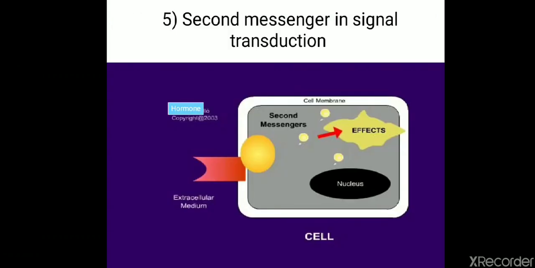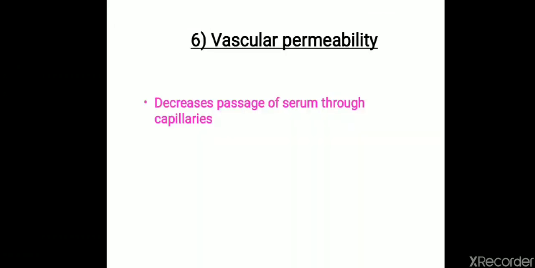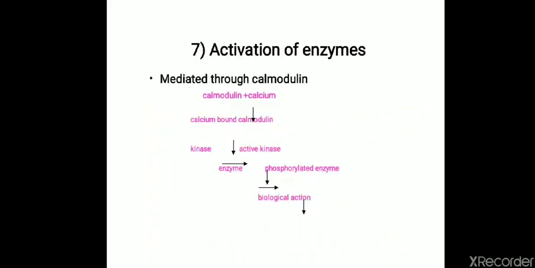Calcium is also essential for the functioning of hormones. Some hormones, especially those binding with cell membrane receptors, require second messengers, and calcium is considered as one of the second messengers in signal transduction. Regarding vascular permeability, calcium decreases the passage of serum through the capillaries. Calcium is also required for the activation of certain enzymes, especially the kinase group of enzymes.